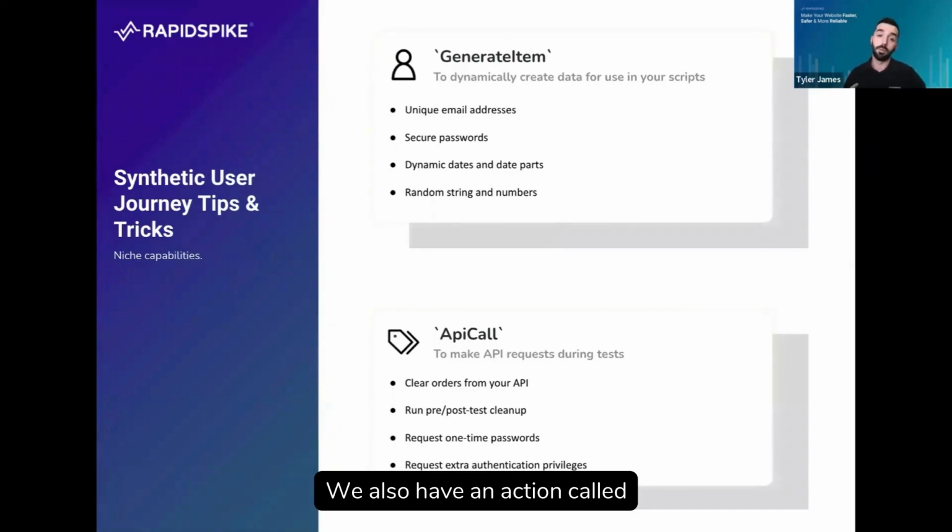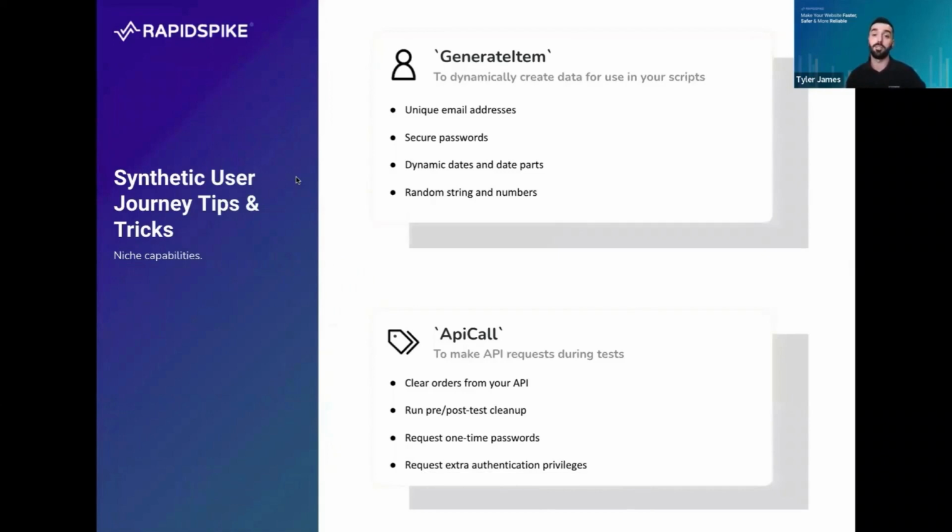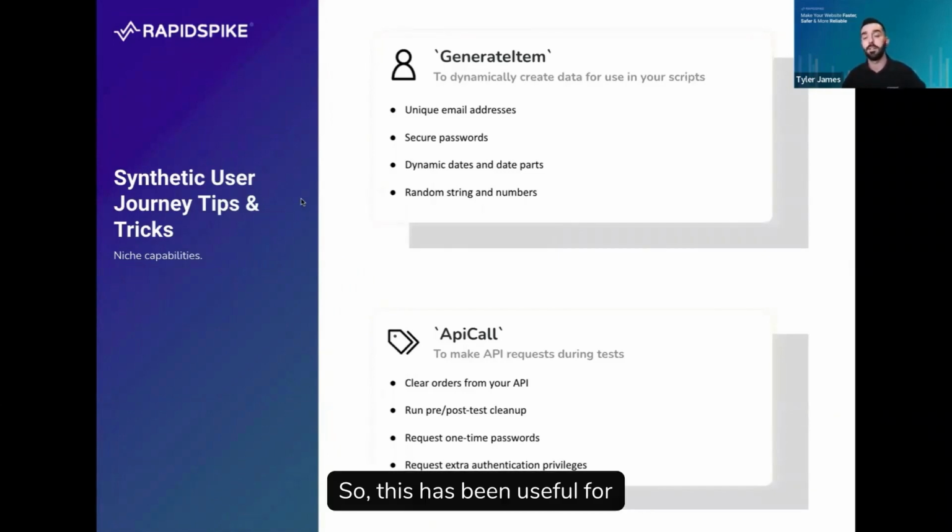We also have an action called API call that gives you the option to make background API requests during tests. So this has been useful for requesting one-time passwords that would normally have been delivered to real users via SMS or email, and for running post-test cleanup to cancel open orders from the target website's backend systems. We've even used it to elevate a test session's privileges in order to simulate a working payment gateway, but with dummy card details. So usually you have to combine it with a bit of work in the target website systems, but it can be pretty useful.